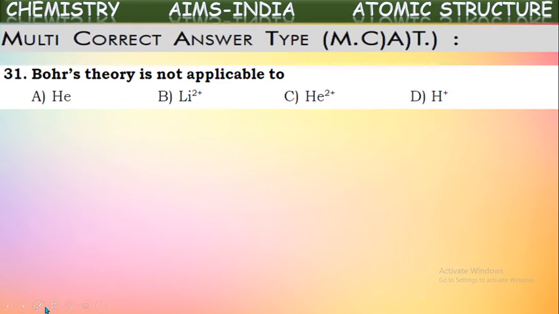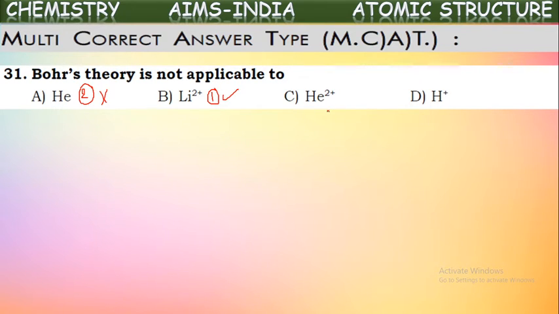We see first one, helium. How many electrons will be in the helium? There will be 2 electrons in helium atom. So it is not applicable here. What about Li plus 2 ion? We know lithium has 3 electrons. In Li plus 2, there will be only 1 electron. So in Li plus 2, only 1 electron is present. So we can say this is a single electron species. For this, Bohr's theory is applicable.